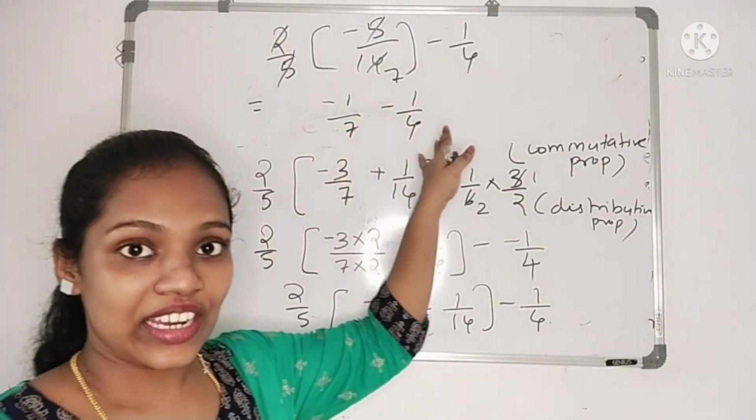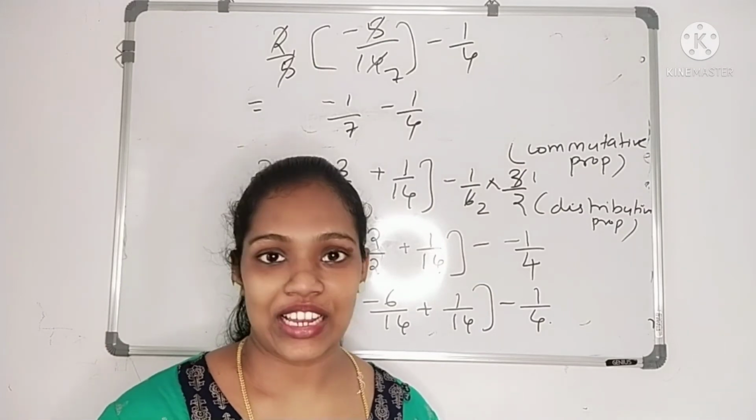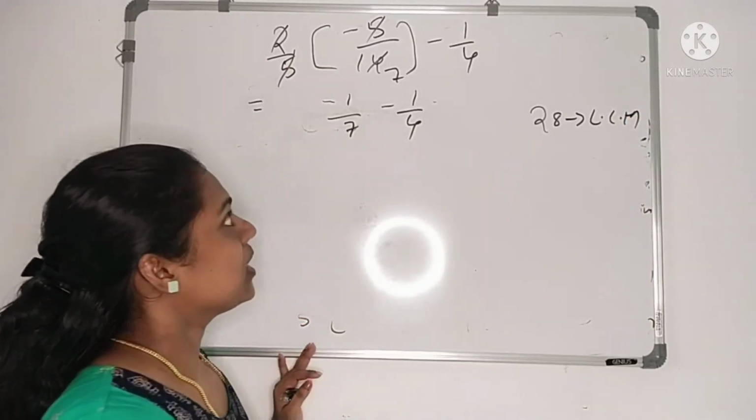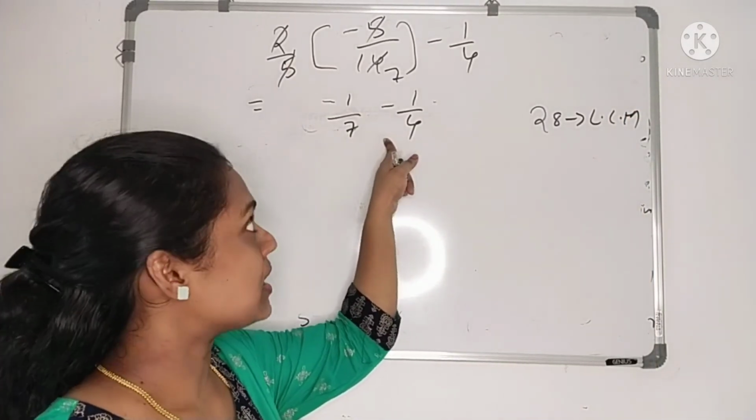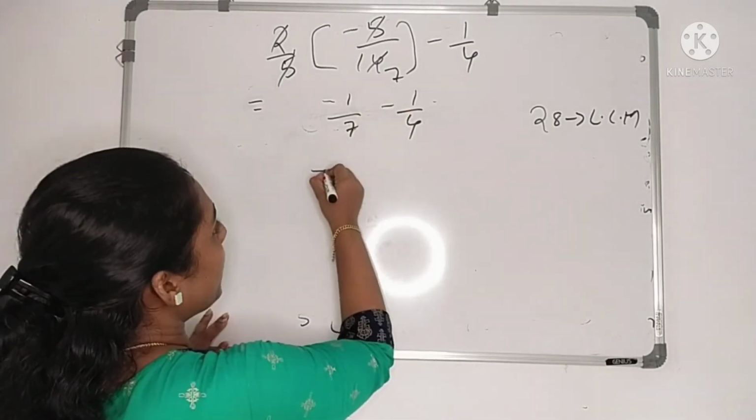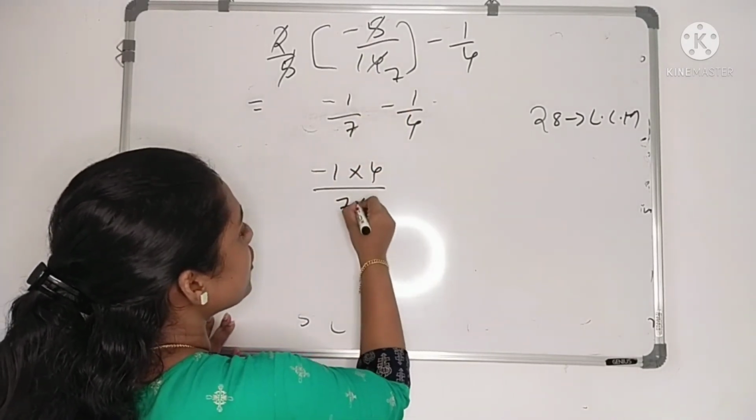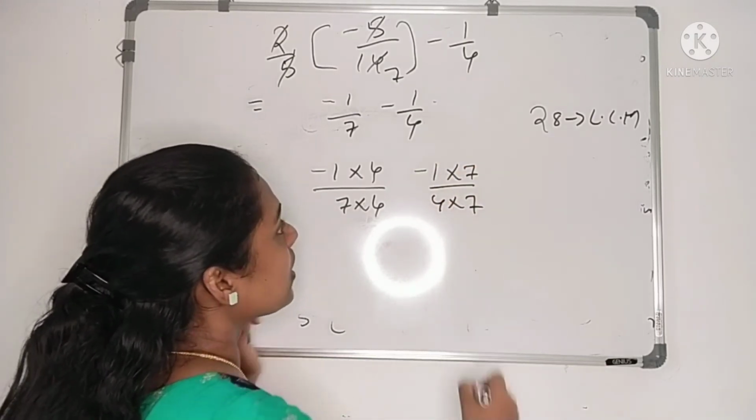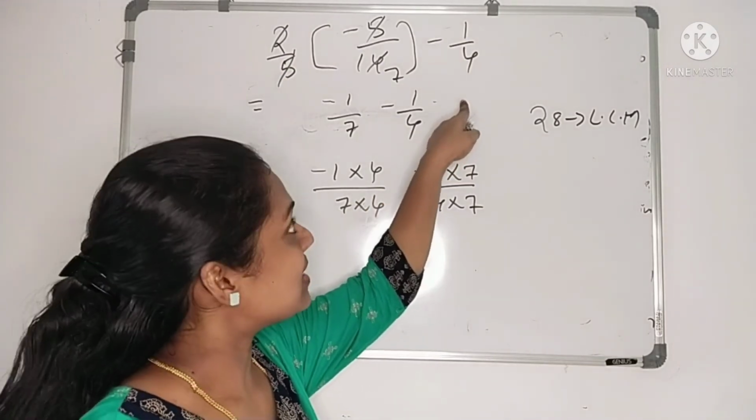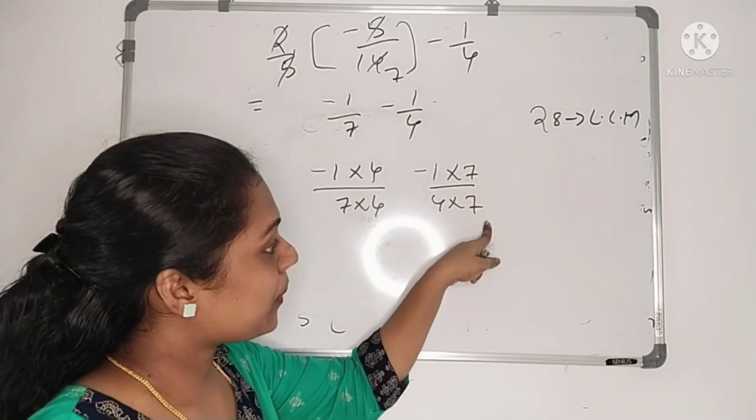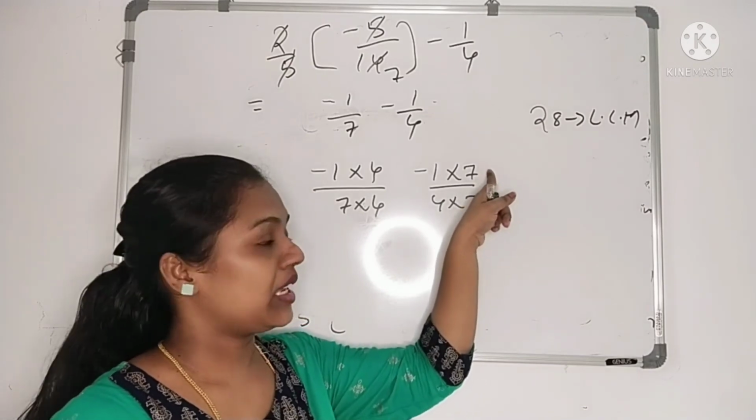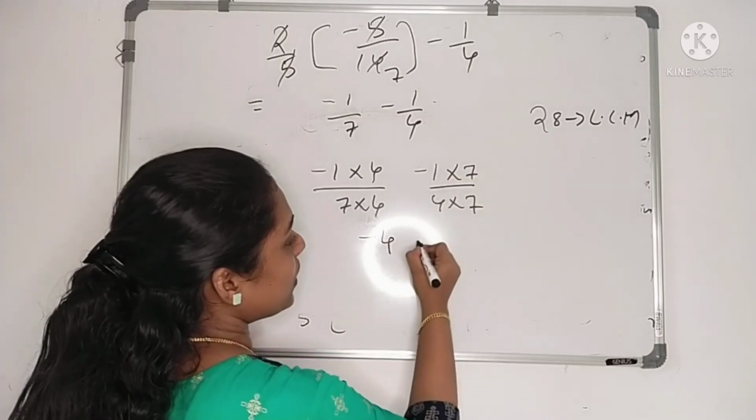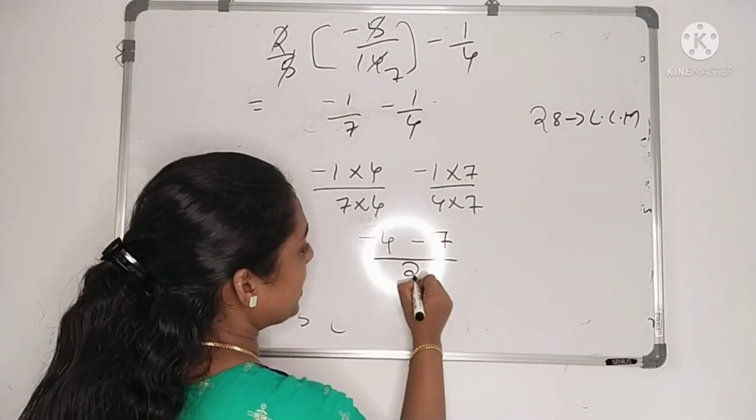So in the case of 7 and 4, what is our LCM? 28 is our LCM, right? So 28 is the LCM. Okay. So 7 into 4 equal to 28. Similarly, minus 1 into 4 by 7 into 4. Here also minus 1 into 7 by 4 into 7. Why? Because 4 into 7 equal to 28. In the same way, 1 into 7. Okay. So whichever number you are multiplying the denominator, the same number multiply here also. Okay. So minus 1 into 4 equal to minus 4. Minus 1 into 7 is equal to minus 7 divided by 28.